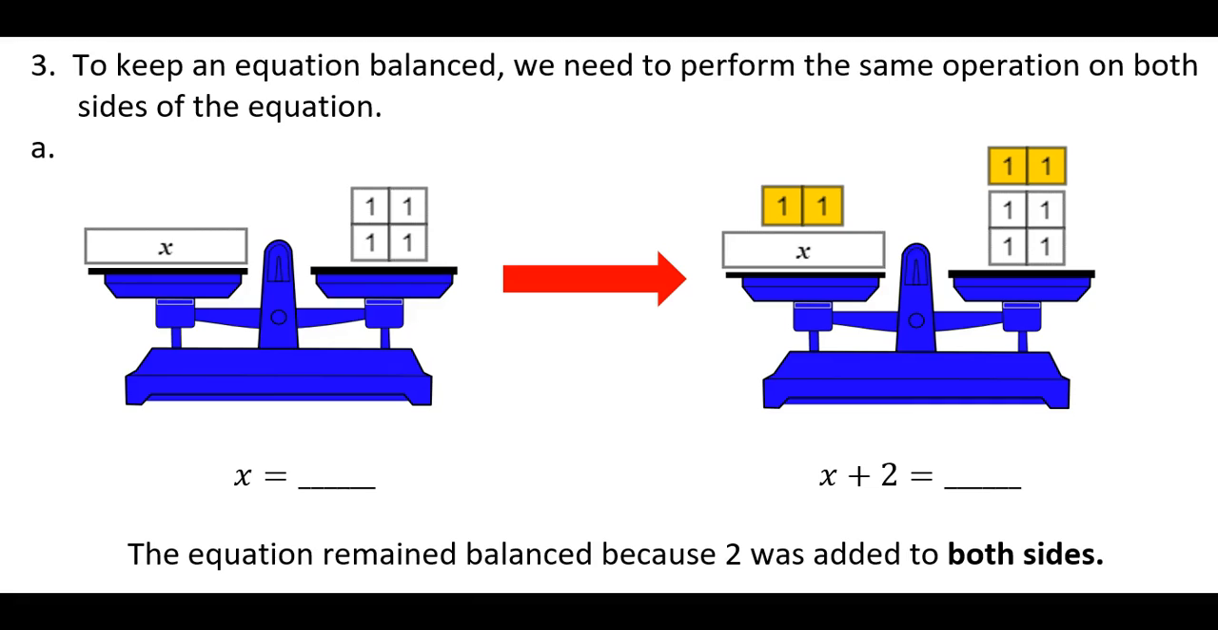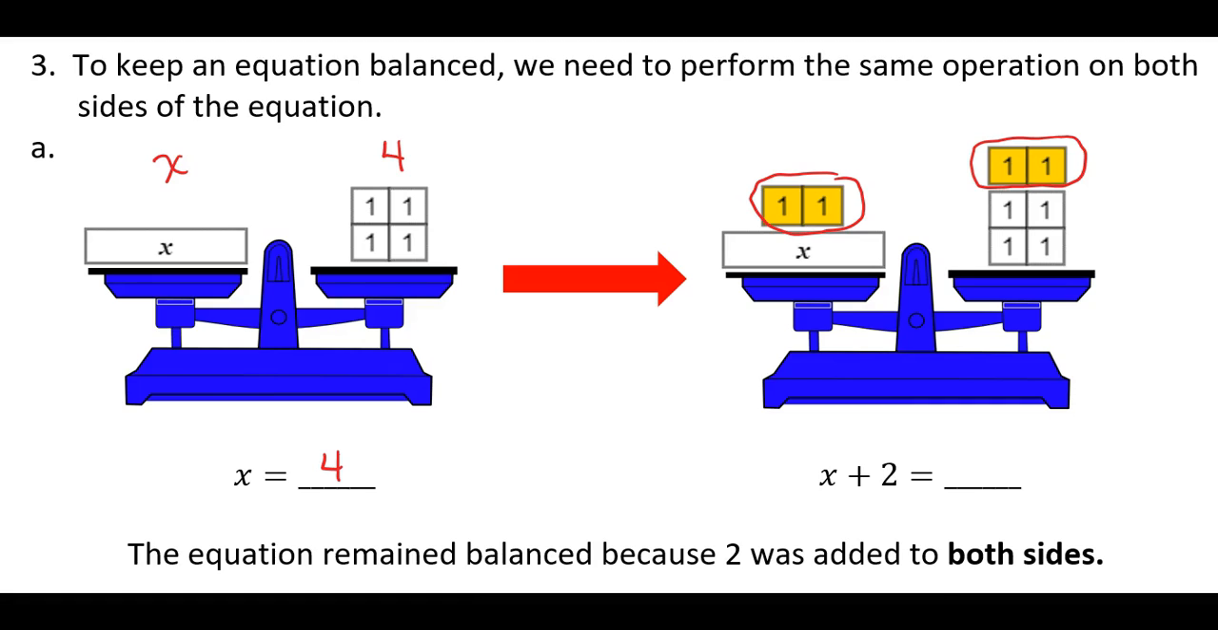My first balance is showing me that I have x, and it is balancing with 4. So in other words, the value of x equals 4 because they're balanced. If I go across, I've taken that same equation, my x and my 4, and on both sides, I've added 2. Because I did the same thing to both sides, it stays balanced.